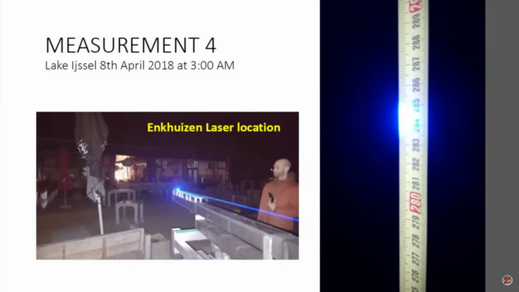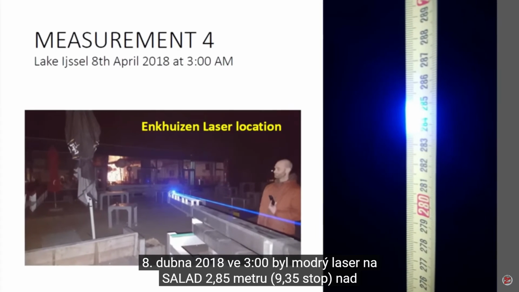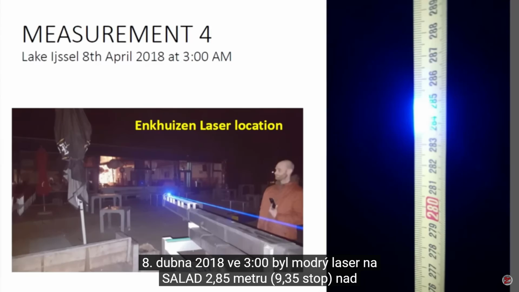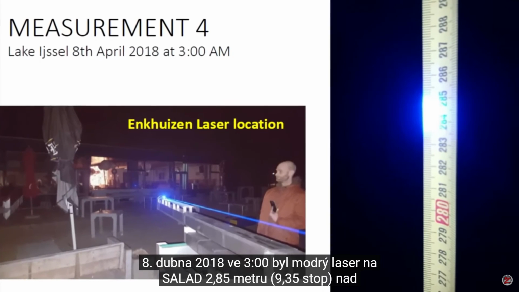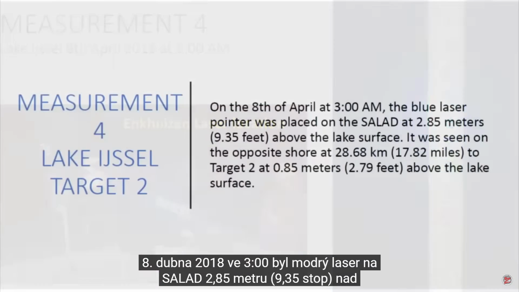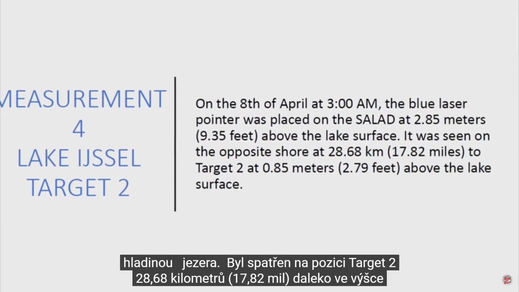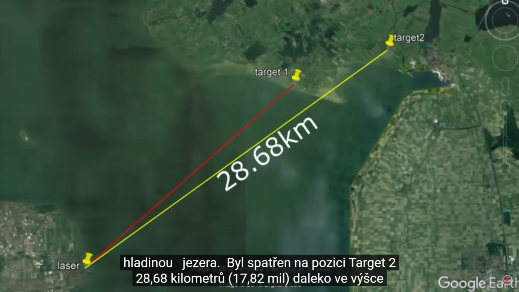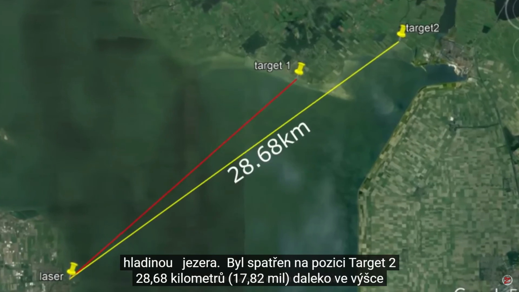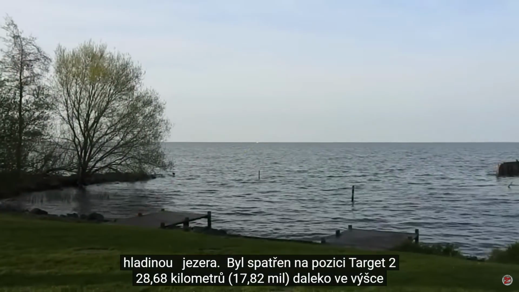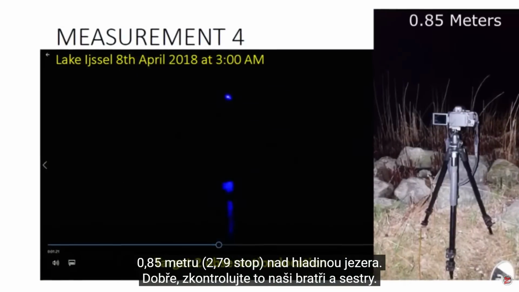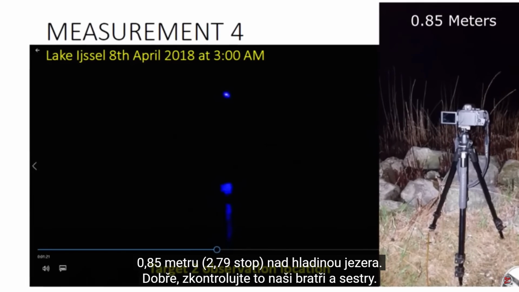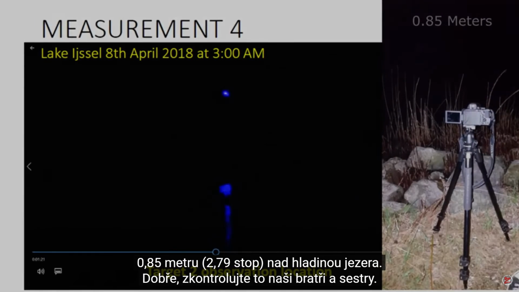On April 8, 2018 at 3 o'clock a.m., the blue laser on the salad was 2.85 meters or 9.35 feet above the lake surface. It was seen at the target 2 position 28.68 kilometers or 17.82 miles away at a height of 0.85 meters or 2.79 feet above the lake surface.